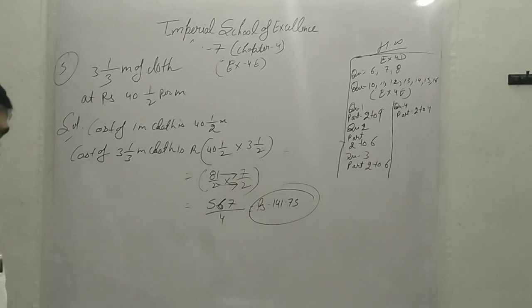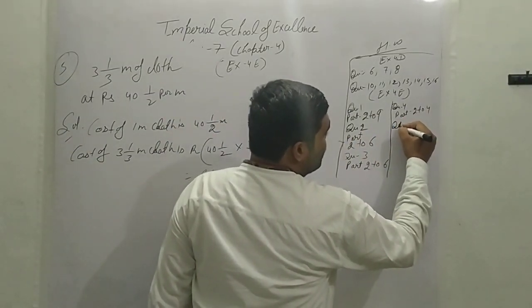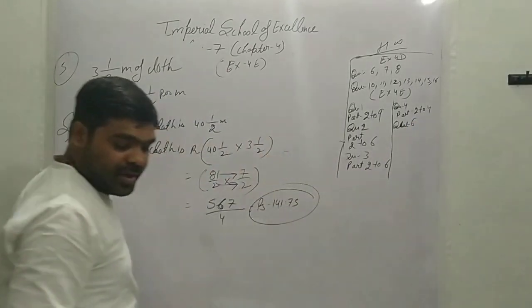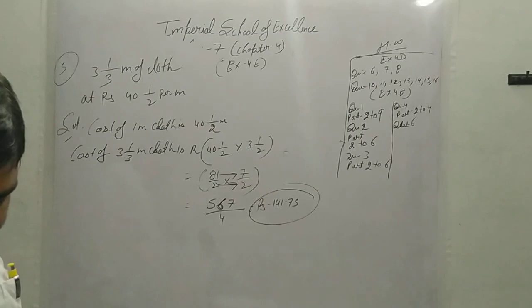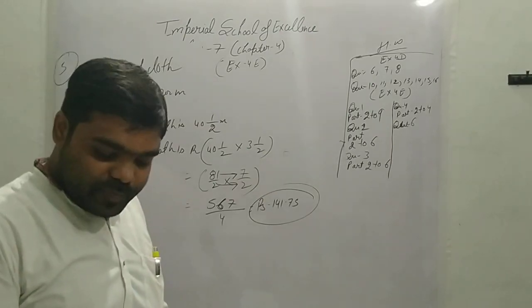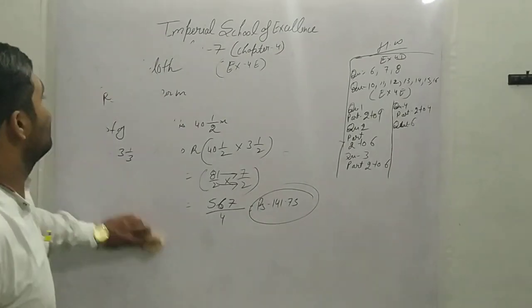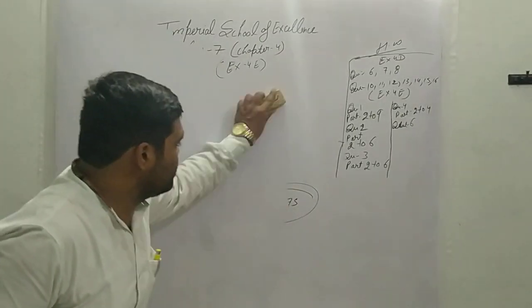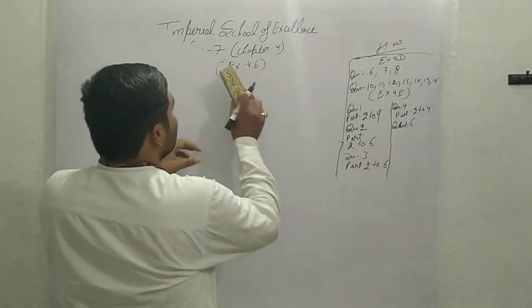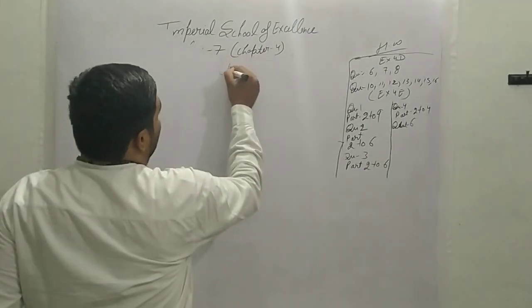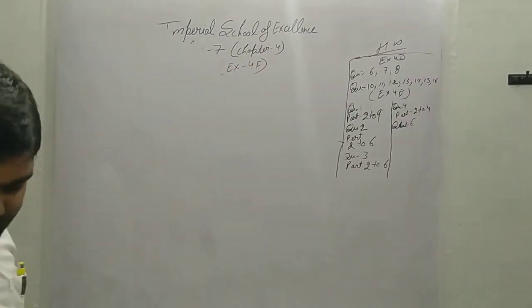Question number 5 I explained to you. Question number 6 you have to do. It is the same question. Now exercise 4E is also completed. Come to exercise 4F. In exercise 4F, question number 1 is given.